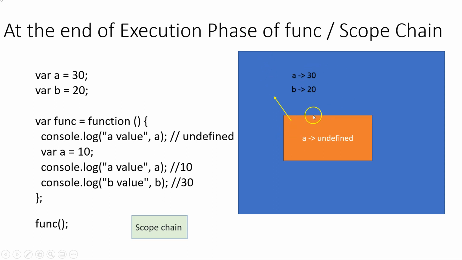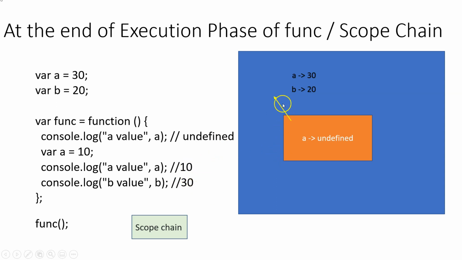But in this case, we have only a global and a child execution context. So it will check here whether the b value is present or not. It will be able to fetch a b value of 20. So it will print 20, not 30, it is 20.